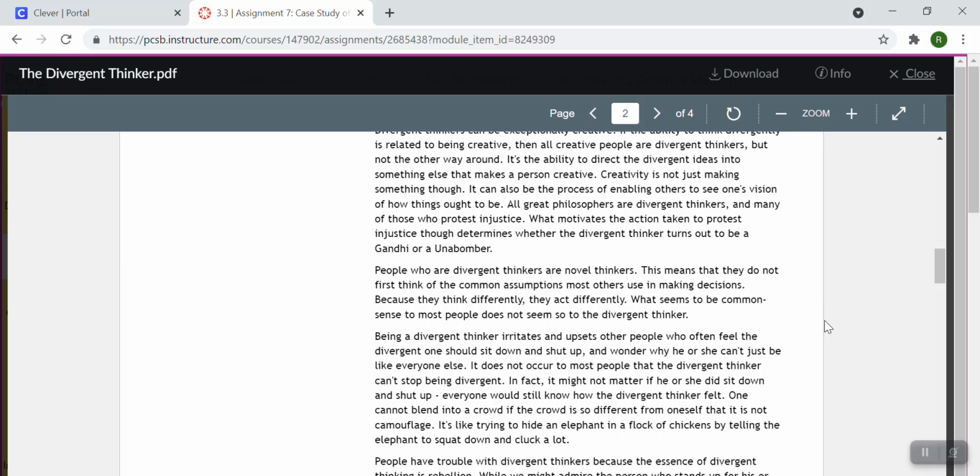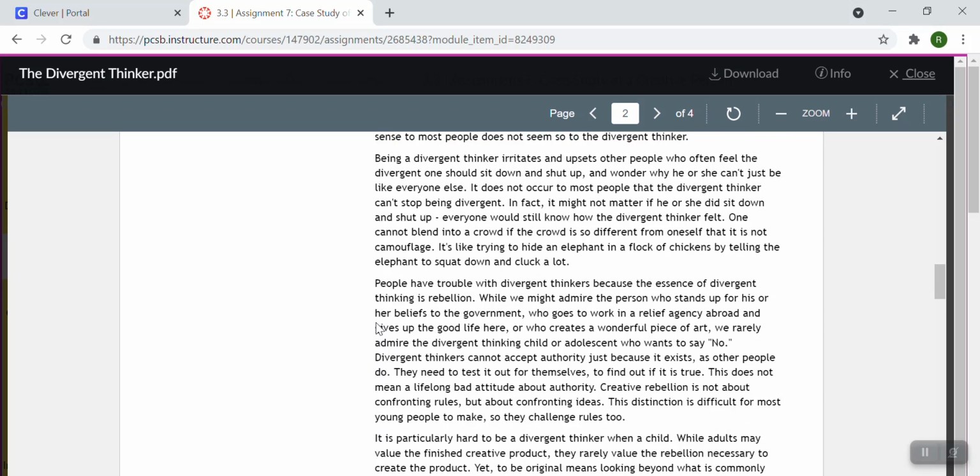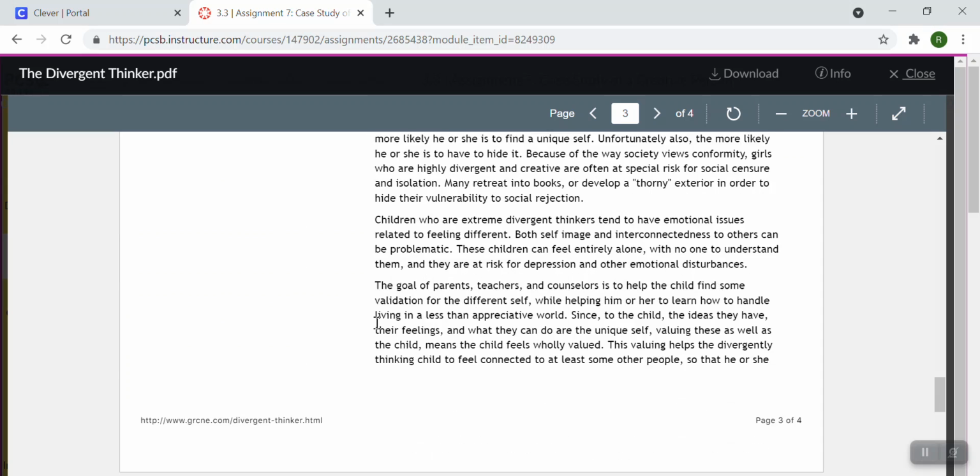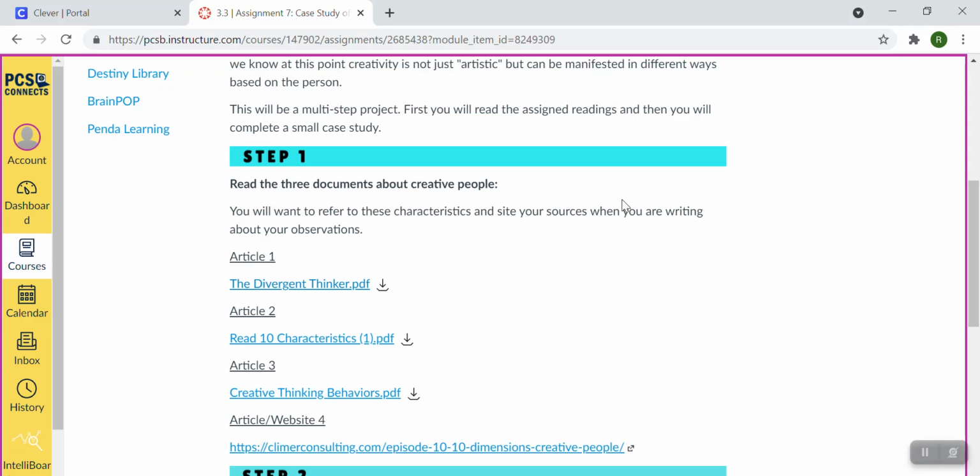And I like what this says. People who are divergent thinkers are novel thinkers. This means they don't first think of the common assumptions most others use in making decisions. Because they think differently, they act differently. What seems to be common sense to most does not seem so to the divergent thinker. I see that a lot. I work at a full-time gifted center. What we think to be normal and the way we think students should be acting or reacting to assignments or treating each other is not always the case. And so this, I think, will hopefully give you a different perspective shift. So that's 4 pages. Go ahead and read through that article.